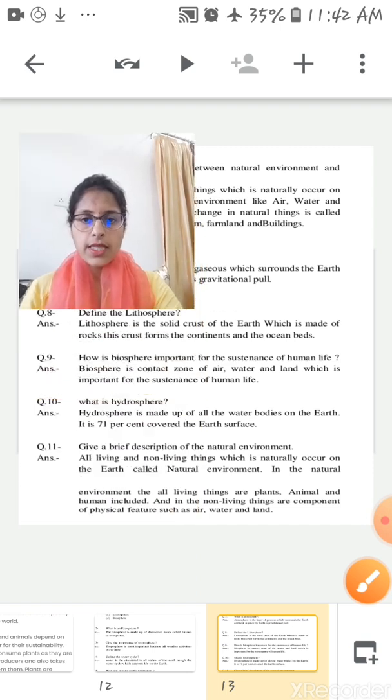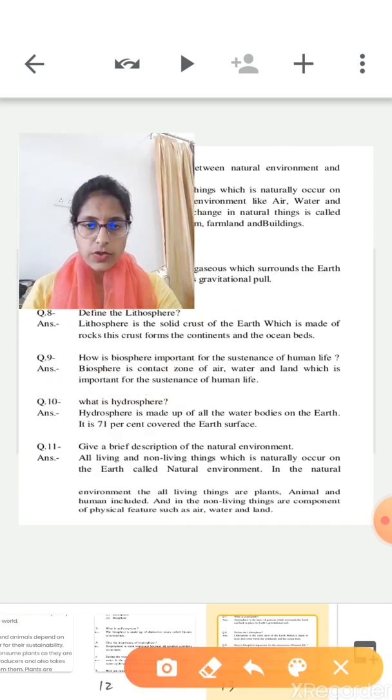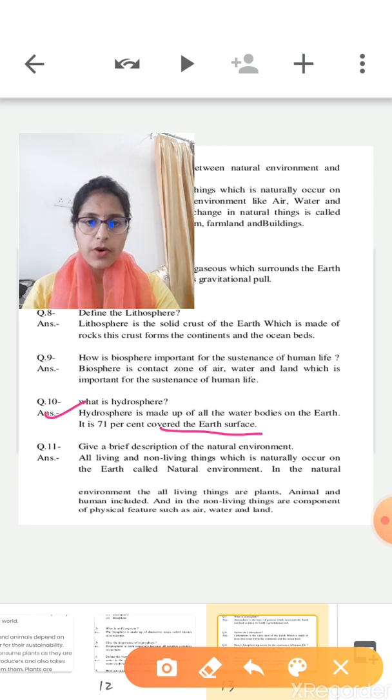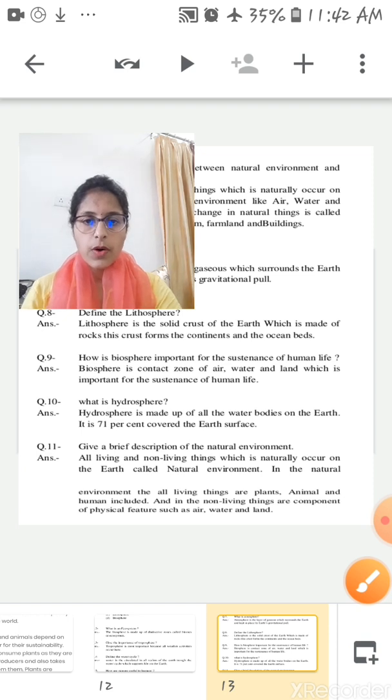Now question number 10. What is the hydrosphere? The hydrosphere is made up of all the water bodies on the earth, and it covers 71% of the earth's surface. And the last question is, give a brief description of the natural environment. All living and non-living things which occur naturally on the earth are called the natural environment. In the natural environment, all living things like plants, animals, and humans are included, and non-living things are components of physical features such as air, water and land.